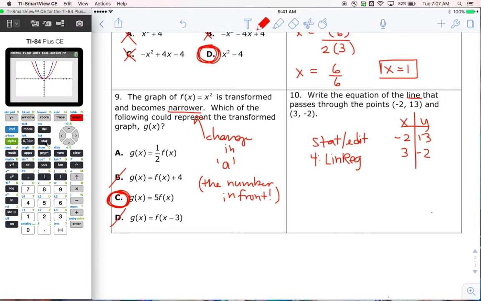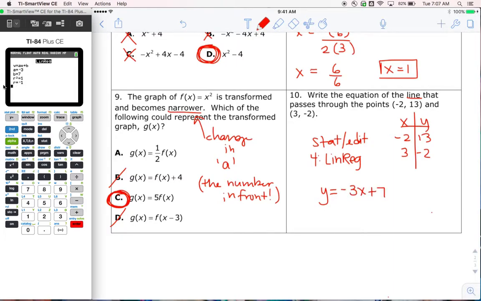So quick, go to my table here, stat edit. I've got some stuff in here that needs to get cleared out. All right, so my x's are going to be -2 and 3, and my y's are going to be 13 and -2. And I'm going to go to stat again, over to calc this time, and I want option 4 because that's linear. Just click enter, and we get our equation. So we've got y equals, a is -3, so -3x, and then a +7.